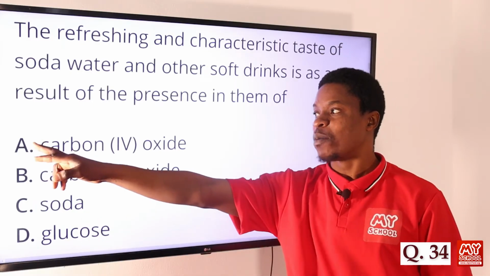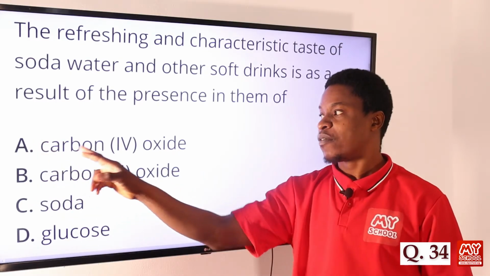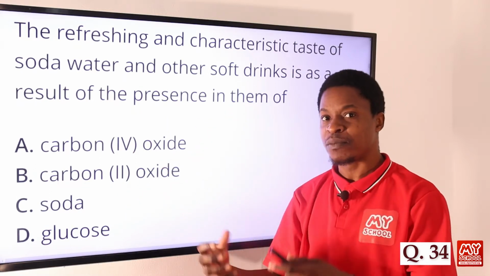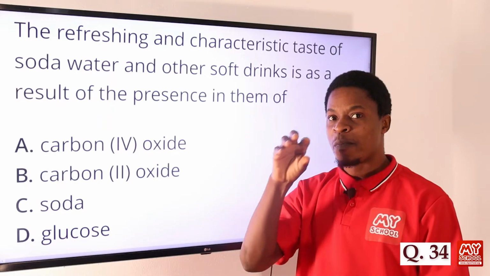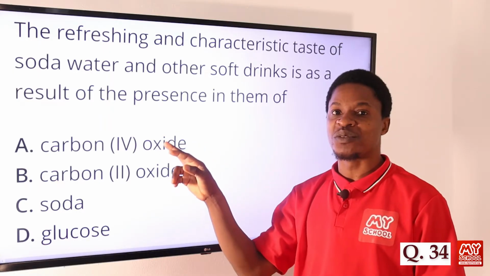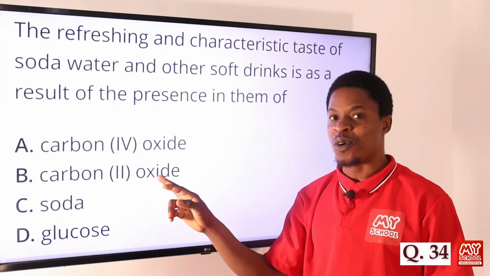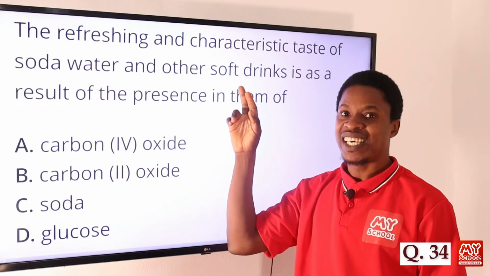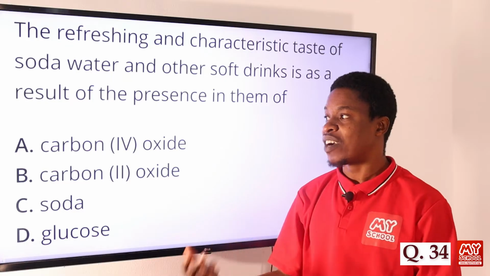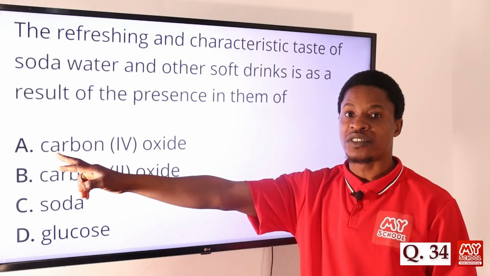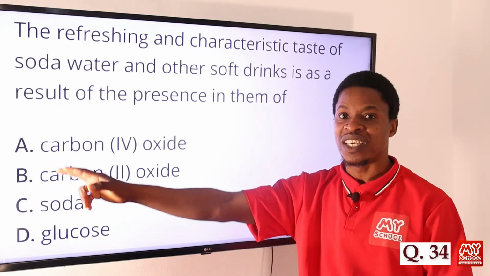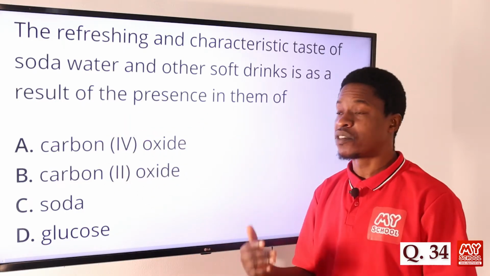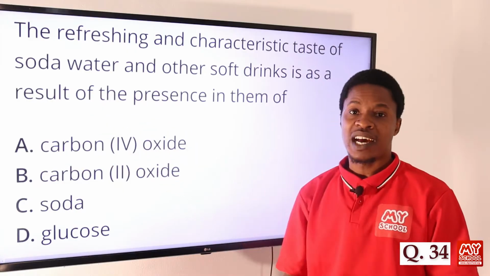So we have between option A and B, carbon dioxide and carbon trioxide, because some drinks are referred to as carbonated drinks because there is a carbon compound present in them. So which one between these two now? Carbon trioxide is a poisonous gas, so that definitely cannot be in the drink that will be consumed. So the correct answer is carbon dioxide, also known as CO2. We call it carbon dioxide, so that's why we refer to it as a carbonated drink. So the correct answer is option A, carbon dioxide.